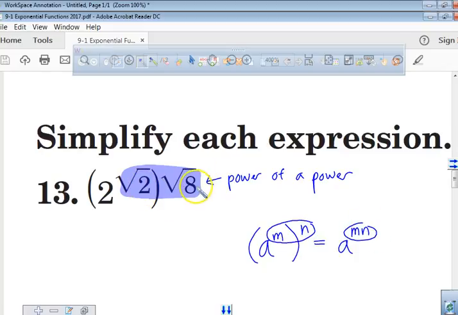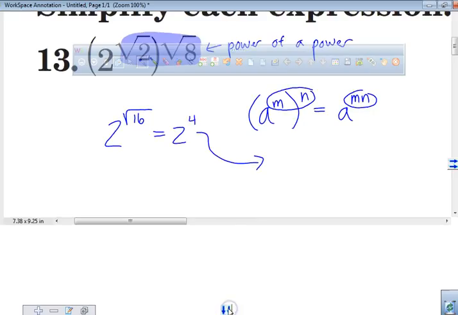What is 2 times 8? So that's going to be 2 to the power of radical 16. Well, wait a second. What can we do with this radical 16? Simplify it. To what? 2 to the what? 4. Can we go even further? 2 to the power of 4 is the same as a certain number. It is 16.